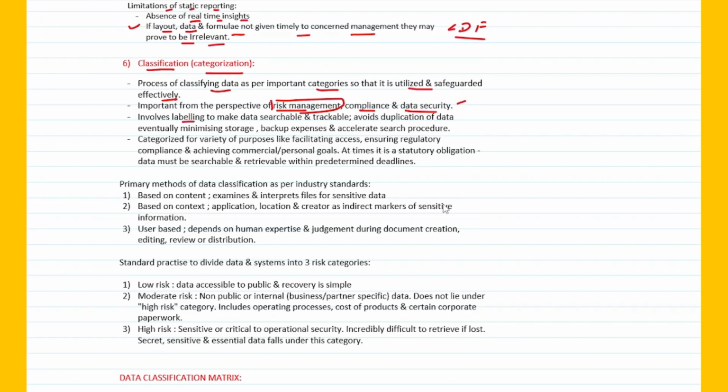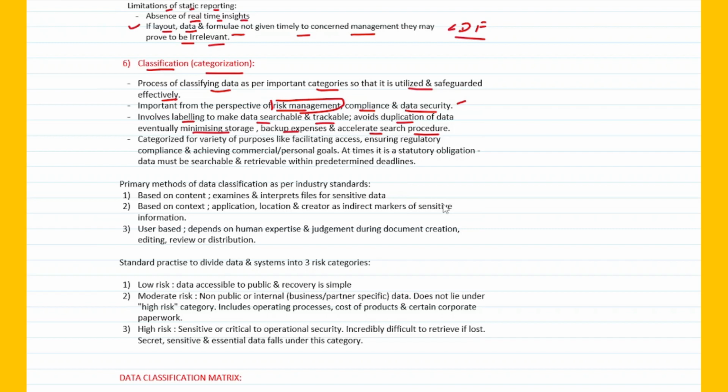Okay, it involves labeling. Labeling is a process for what? For making the data searchable and trackable, right? Avoids duplication of data. There should not be any repetition of data. That's what classification does. Eventually minimizing storage, backup expenses, and accelerating the search procedure. So there are three things it takes care of. Avoiding duplication, that is classification. That will help you minimize the storage. It will cut down on your backup expenses, and it will basically accelerate your search procedure.